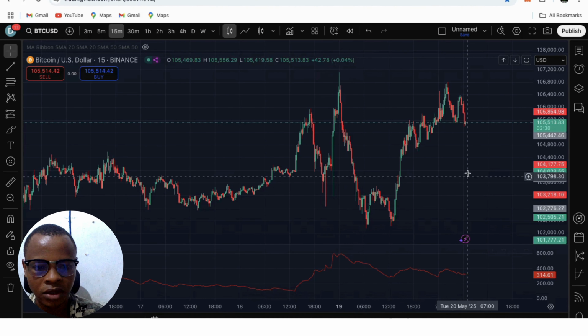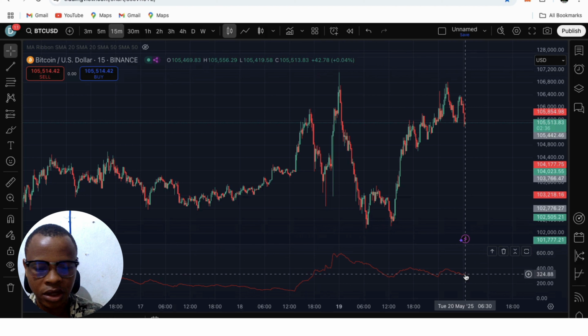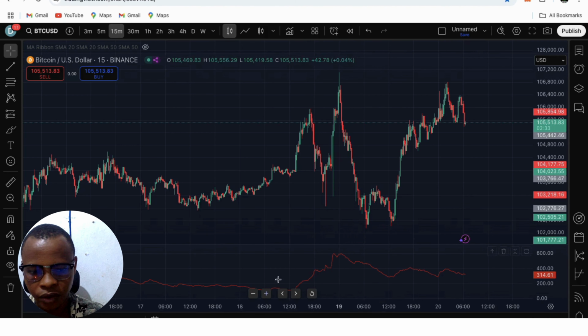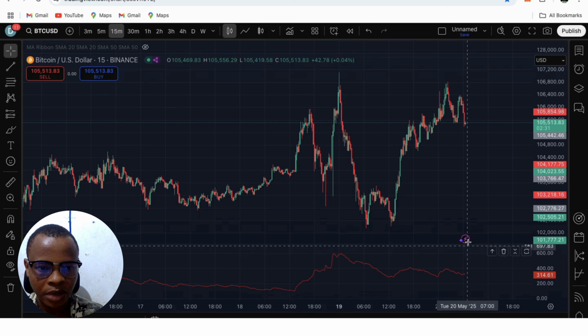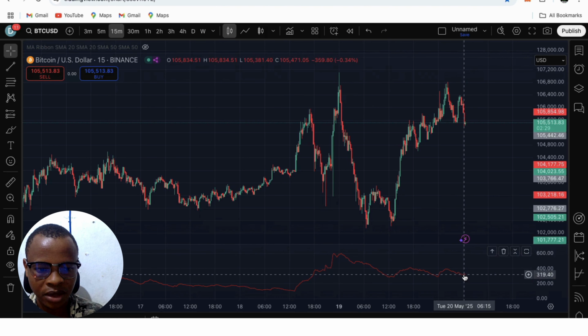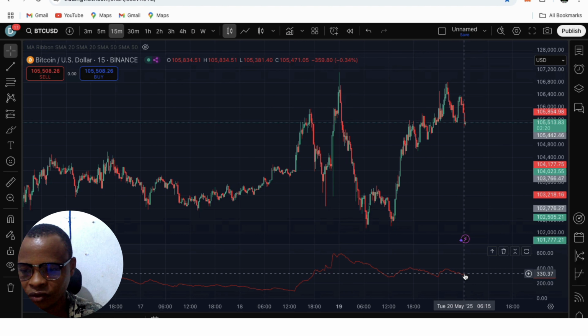This is how it's being used: when you place your cursor on that particular candle, the line on that candle gives you the ATR value. As it stands now, the ATR value of Bitcoin is 330, meaning that the volatility of Bitcoin at this particular point in time is 330.